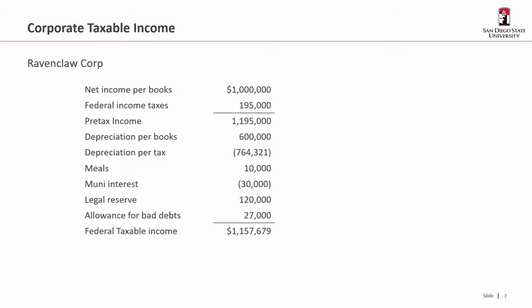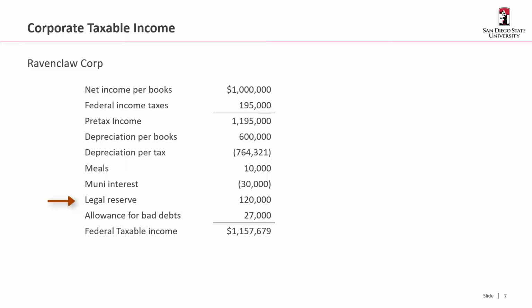So the next adjustment I've shown is depreciation per books versus depreciation per tax. And in this case, tax is greater. But think of it as you're adding back the book deduction, then subtracting the tax deduction. Since meals are at 50%, that's a pretty common add back. You're adding back the 50% that gets deducted for books that you can't deduct for tax. Municipal interest is income. The books don't care about its character, but tax does. And so since that's tax-exempt income, it actually gets deducted from book income.